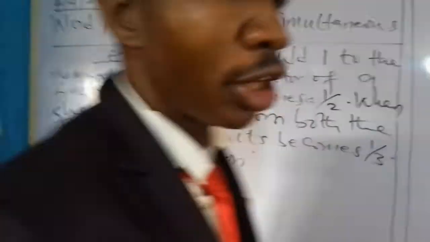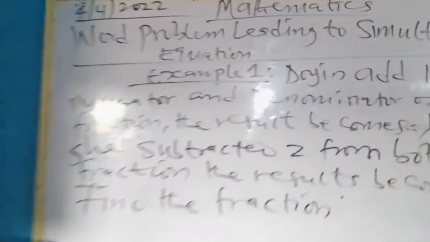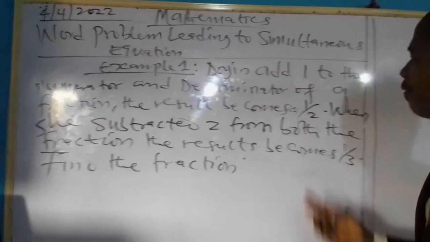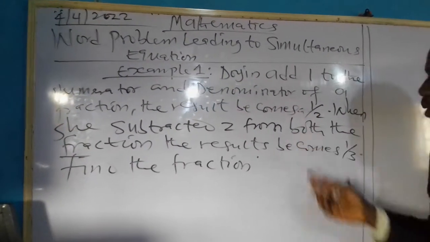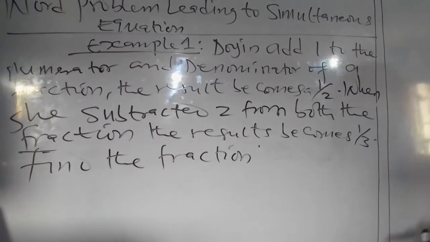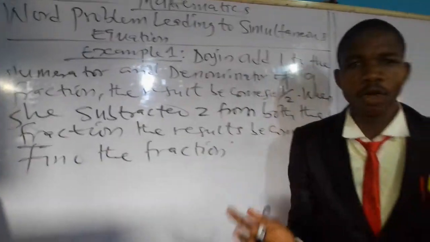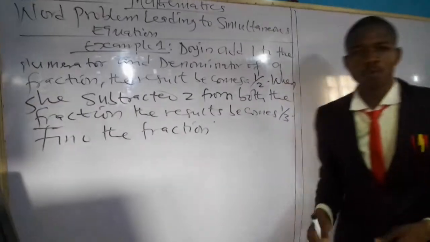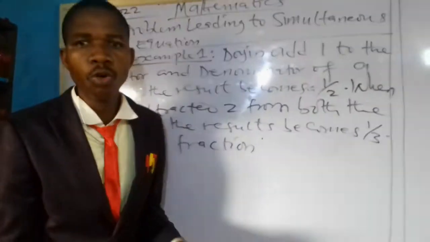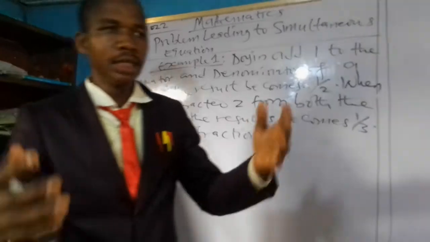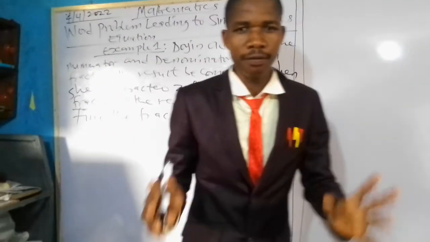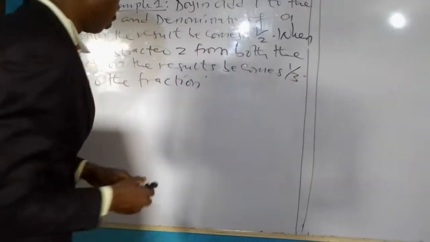That is, doing add 1 to the numerator and denominator of a fraction, the result becomes 1 over 2. When she subtracted 2 from both, the result becomes 1 over 3. We are asked to find a fraction. We know a fraction has a numerator as well as a denominator. The upper number of a fraction is referred to as the numerator. The down number is referred to as the denominator.